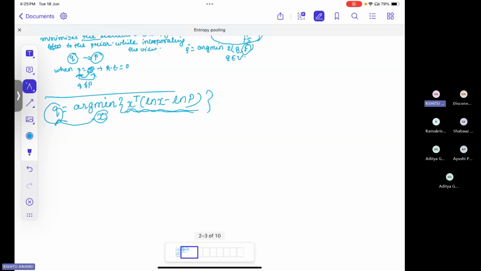Entropy pooling is a portfolio optimization method which gives you a posterior distribution after combining your views with a prior distribution, such that the relative entropy between the posterior distribution and the prior distribution remains as small as possible. This is the mathematical objective of entropy pooling.